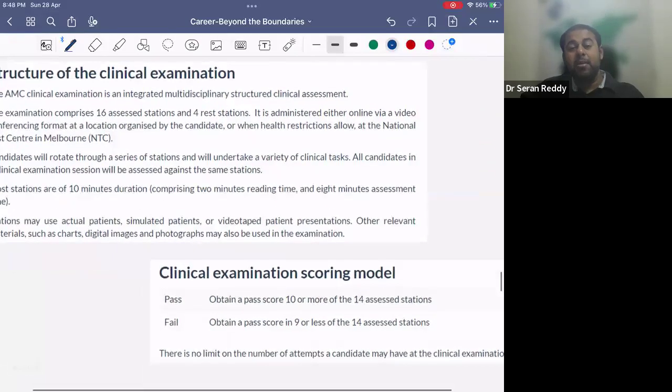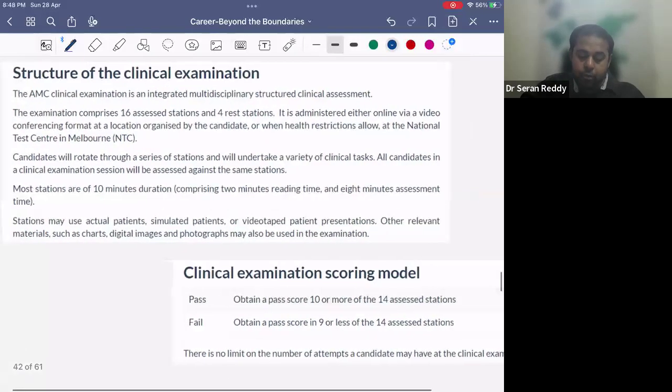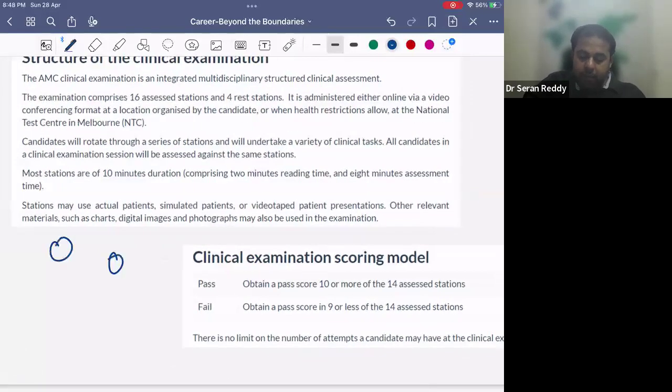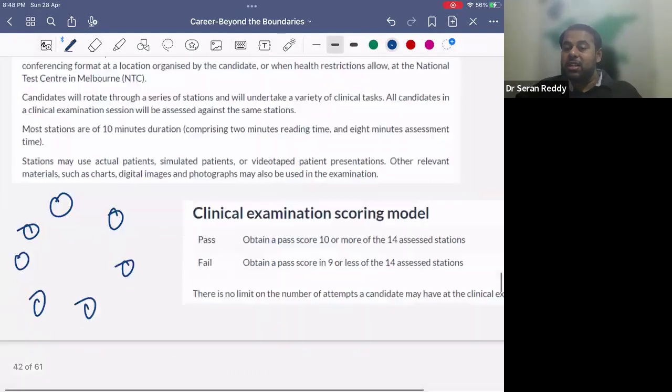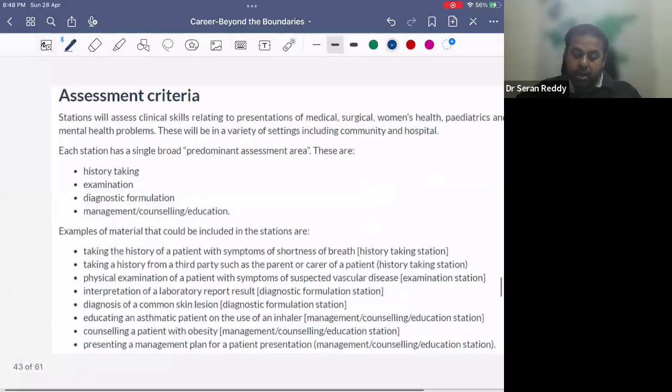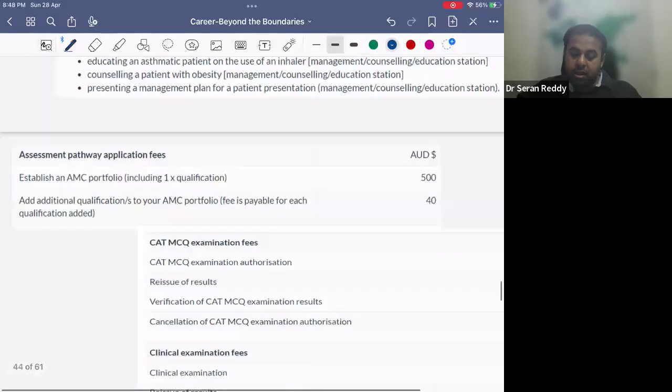The clinical examination is again similar to PLAB 2, where you will have various stations with clinical assessments. You may have actual patients, simulated patients, video recordings, and charts, digital images, and photographs like X-rays. So history taking and examination, all these things will be there.